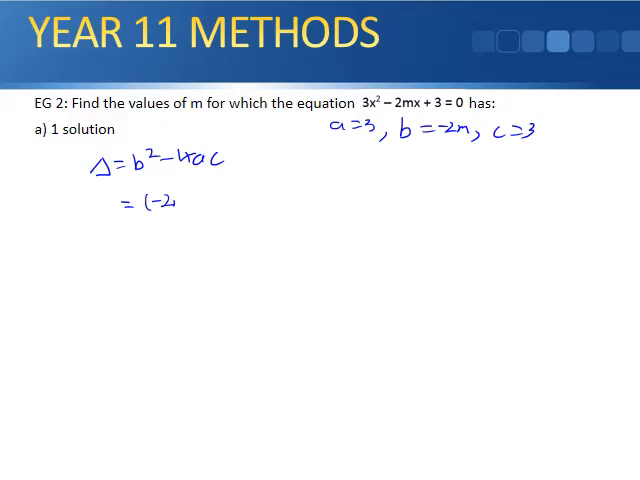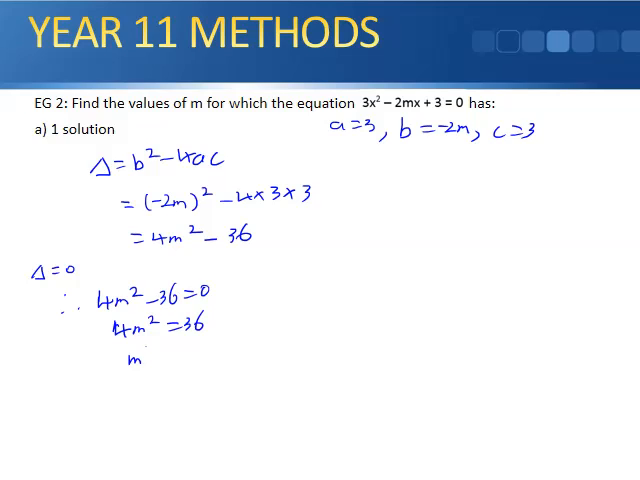So we've got b squared, negative 2m all squared, minus 4 times 3 times 3. So we've got 4m squared minus 36. Now, one solution, discriminant equals 0, therefore we get 4m squared minus 36 equals 0, 4m squared equals 36, m squared equals 9, and m will equal plus and minus 3.